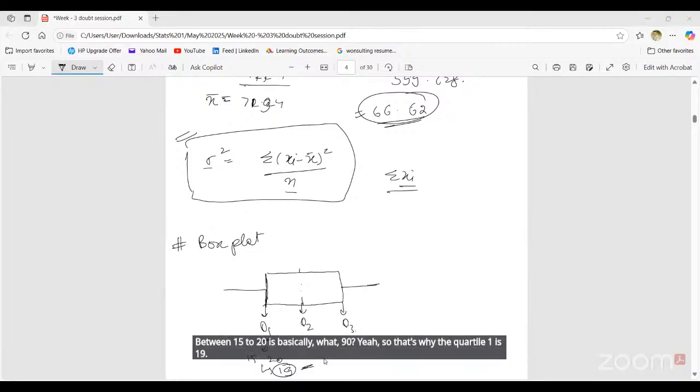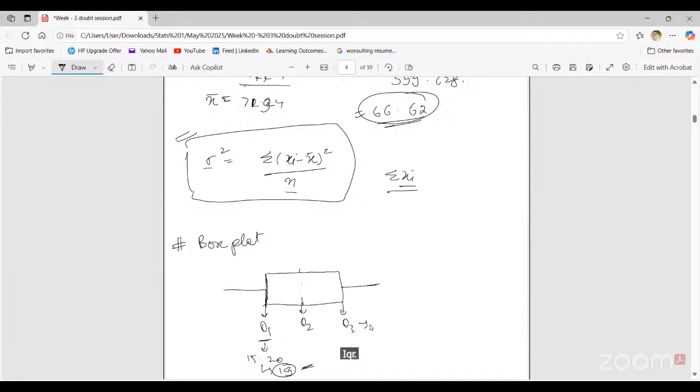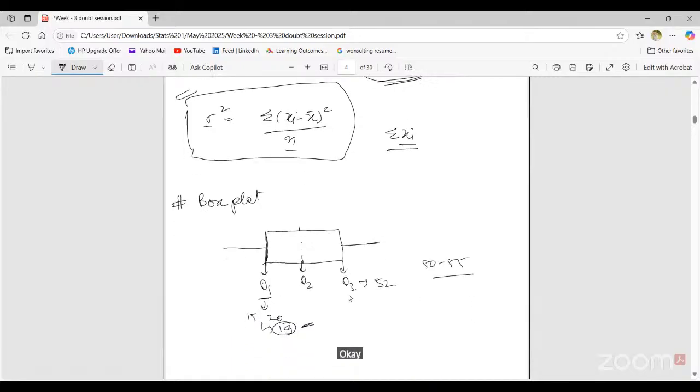And question number 9. What is the value of the interquartile range, IQR? So in the graph, what is quartile 3? Quartile 3 is between 50 and 55, right? Let's suppose it's 52.